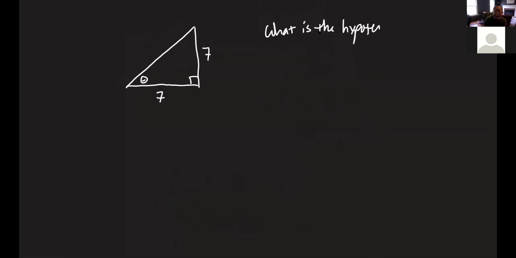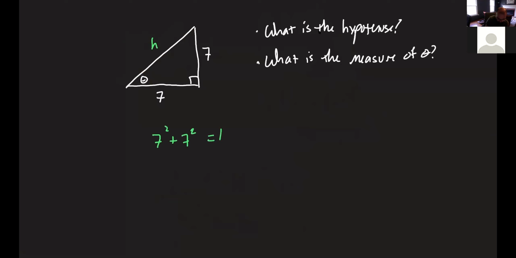So we have this question: what is the length of the hypotenuse, and what's the measure of angle theta? Any ideas here? Well, we could use the Pythagorean theorem to figure out the hypotenuse. So 7 squared plus 7 squared is h squared. Very similar to what we did before. We have 2 times 7 squared is h squared. And so the square root of 2 times 7 is equal to h.